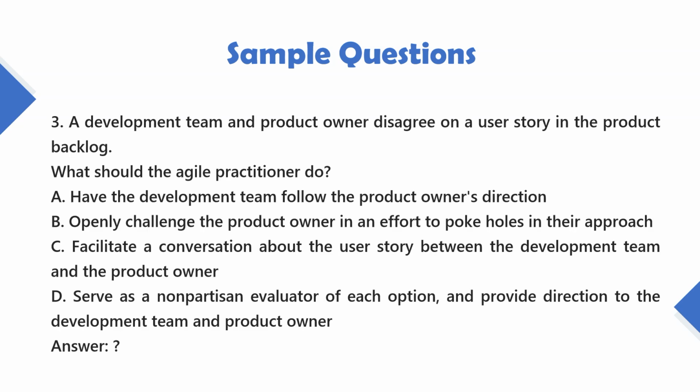3. A development team and product owner disagree on a user story in the product backlog. What should the Agile practitioner do? A. Have the development team follow the product owner's direction. B. Openly challenge the product owner in an effort to poke holes in their approach. C. Facilitate a conversation about the user story between the development team and the product owner. D. Serve as a nonpartisan evaluator of each option, and provide direction to the development team and product owner.